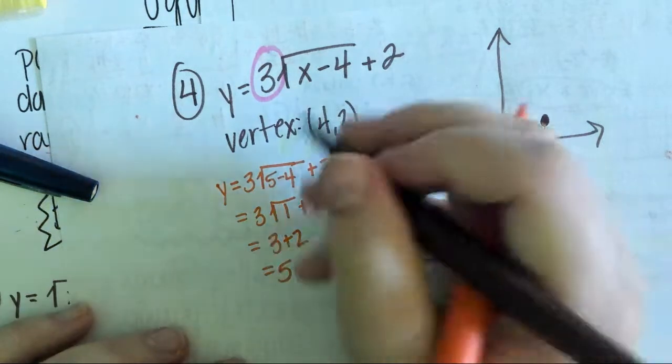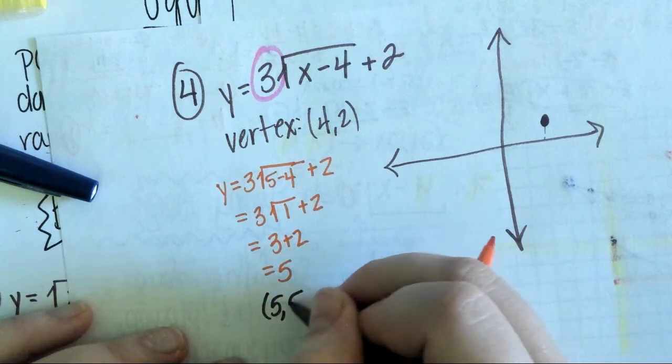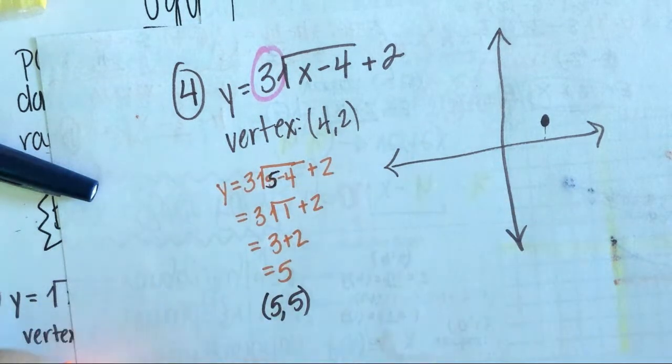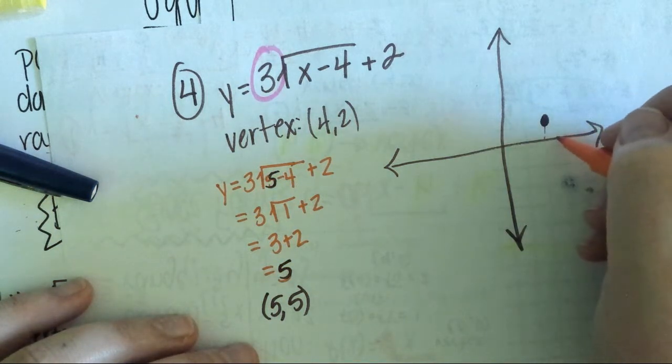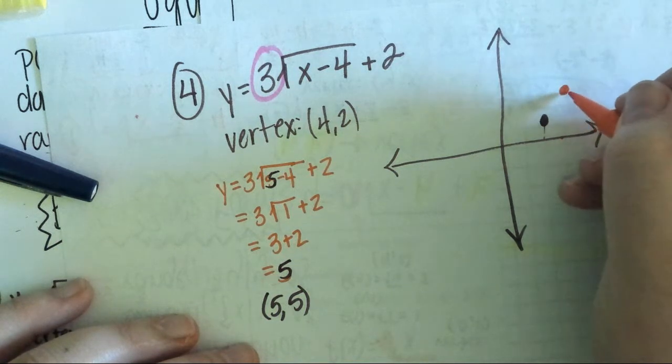So I have a point at 5, 5, unless I've done my math wrong. Which I don't believe I have. But it's been that kind of a day. So if I had room, we already had a point at 4, 2. I would go over 1 more and up a little more and say that's 5, 5.